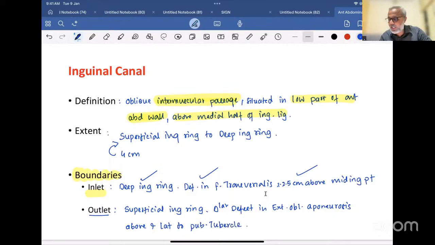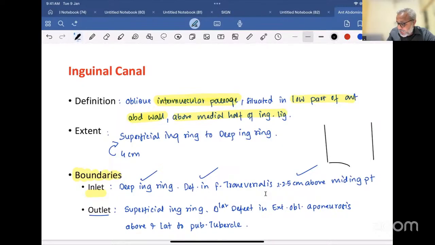So it is located above and lateral to the pubic tubercle. This is what we need to write for the outlet, right? Now, do we need to write a diagram for this? If allowed, or if you have time, you can write one simple diagram for this extent of the inguinal canal.